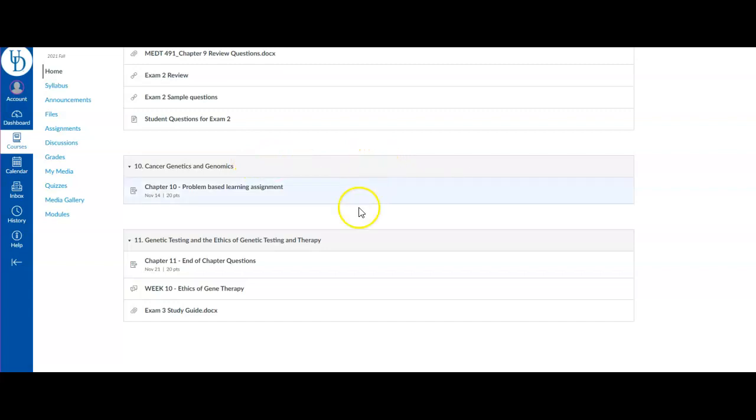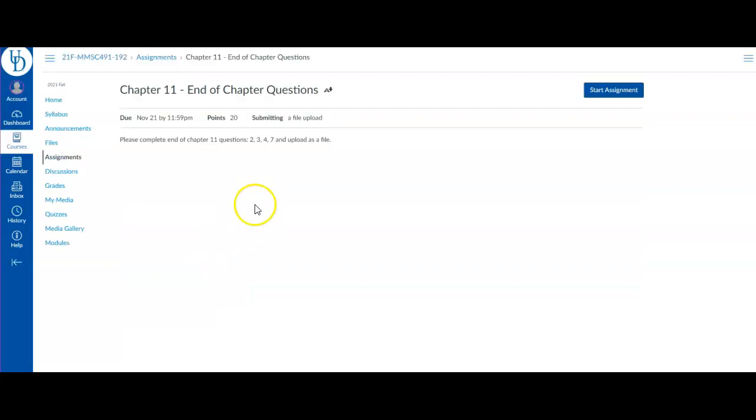Chapter 11, you have two little assignments in it. One is end of chapter questions 2, 3, 4, and 7 in the back of the book. You owe those as a Word document by the 21st, and those questions, I can assure you, I'm looking at the exam, are on the exam. A couple of them are skill-based, and that's why these were chosen. So you're going to want to upload those by the 21st, but also understand how you did them. It will pay off for the exam.